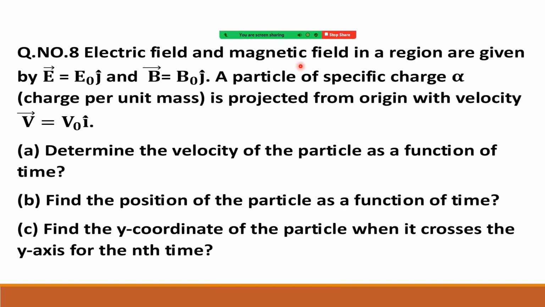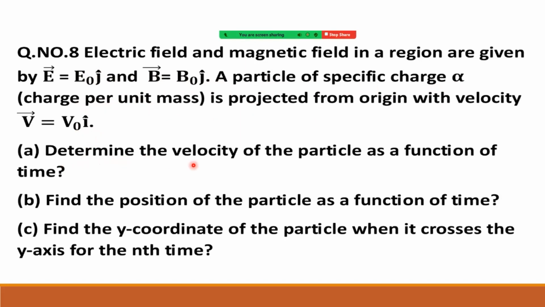Electric field and magnetic field in a region are given by E bar equal to E naught j cap and B bar equal to B naught j cap. So given both the fields along the same direction, along positive y-axis. A particle of specific charge alpha, specific charge means charge per unit mass, Q by M, is projected from origin with velocity v naught i cap. So velocity vector is now normal to these two vectors, right?